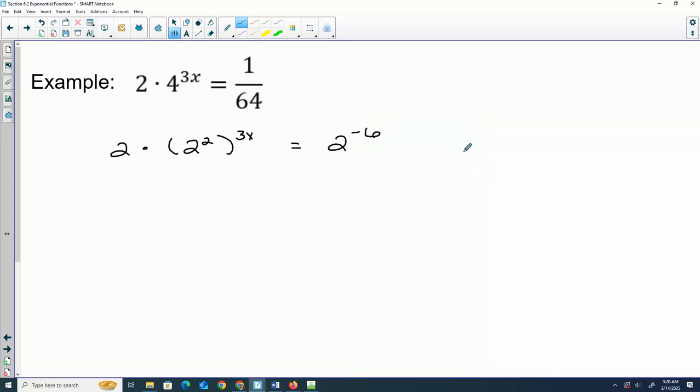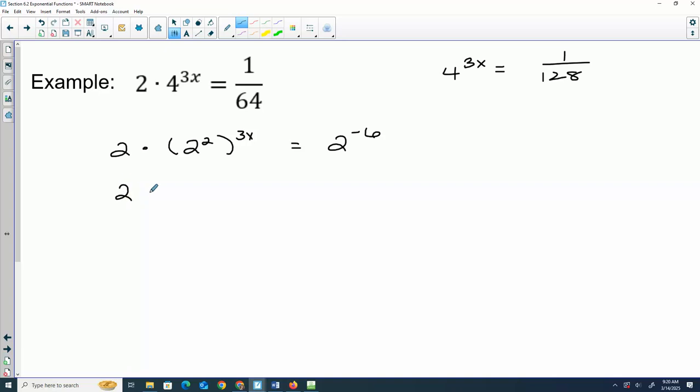-6th power. Now some people I think divided by the 2 first because it didn't have a variable on the exponent, and you could have done that, then you would have 4 to the 3x equals 1/128, and you could work from there, getting your common base. So there are different strategies you can use.